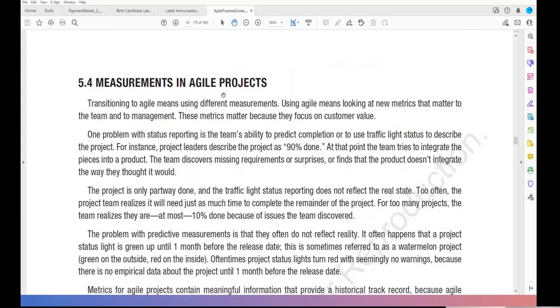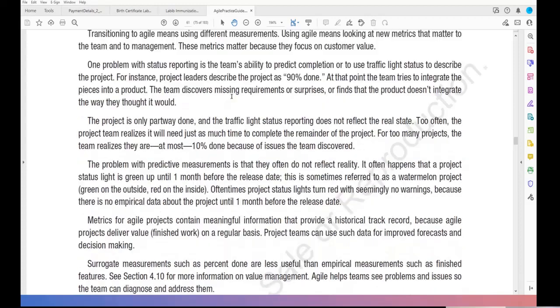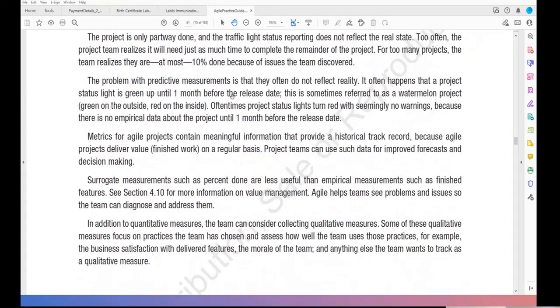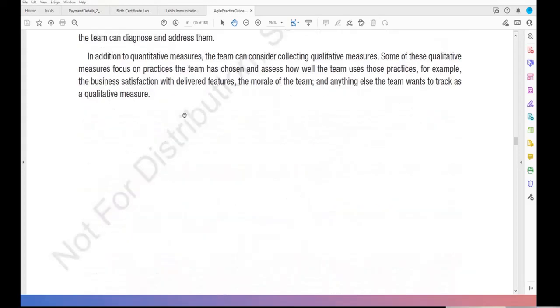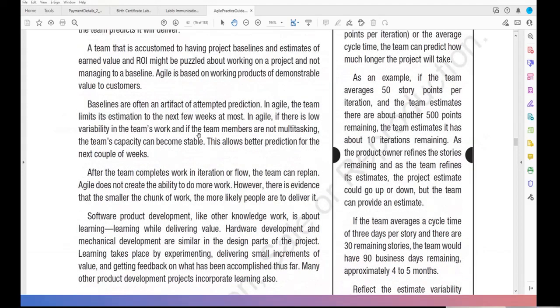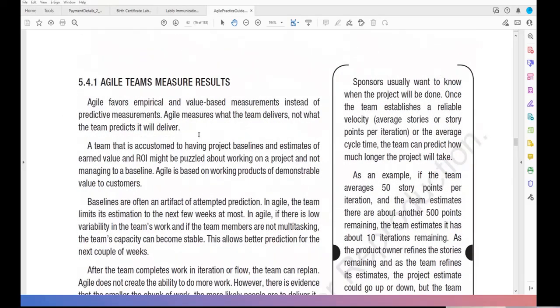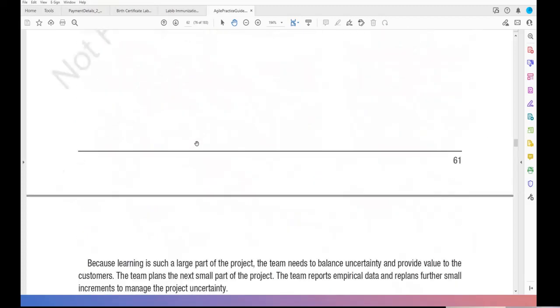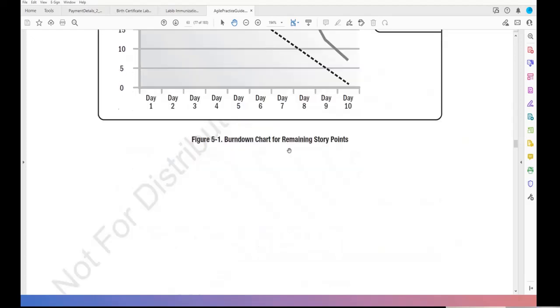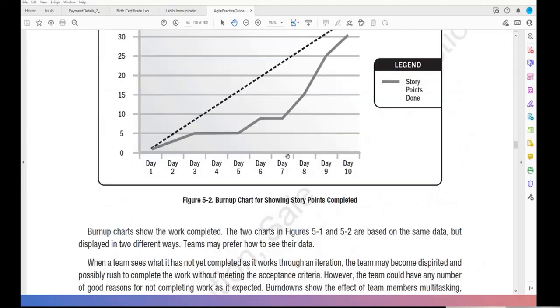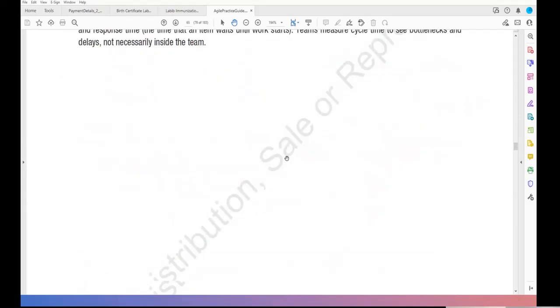So, measurements in agile projects. I think we should stop here. Yeah, we can stop. So in agile, how can you measure? Burn-up chart, burn-down chart, story points, right? And working software is the main criteria. So for chapter 5, we already covered most of them: burn-down chart, burn-up chart. Chapter 5, we are done.